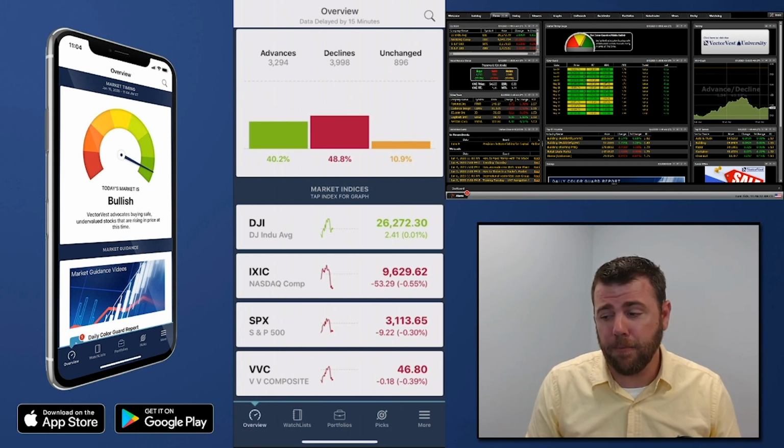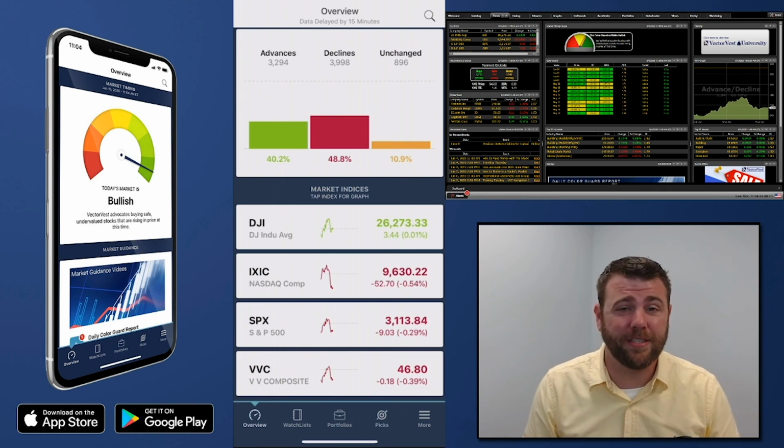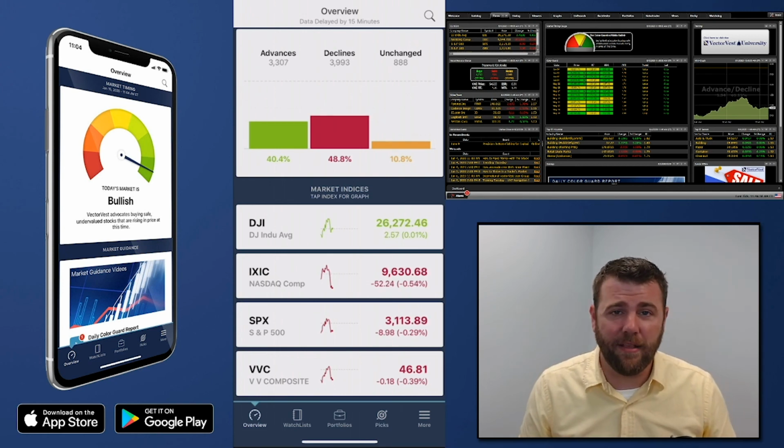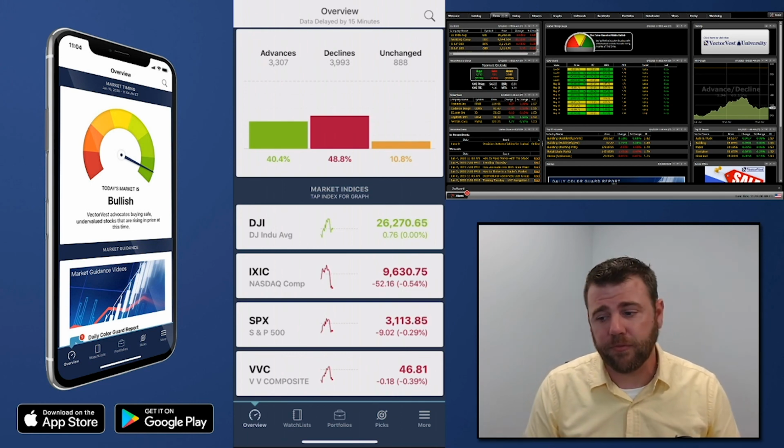All of that to help you become better investors, more successful investors, because that really is our number one goal here at VectorVest, is to help you be more successful and become financially independent.